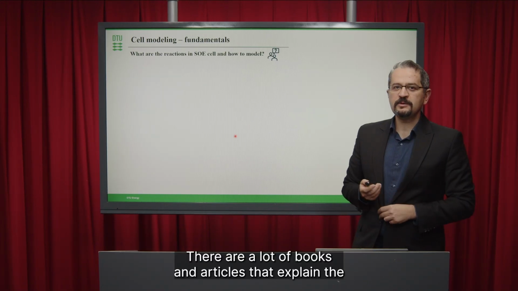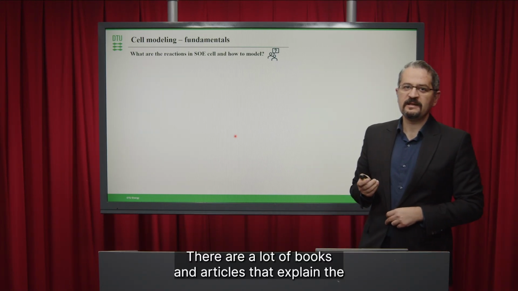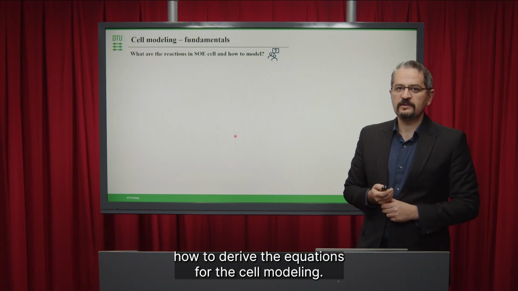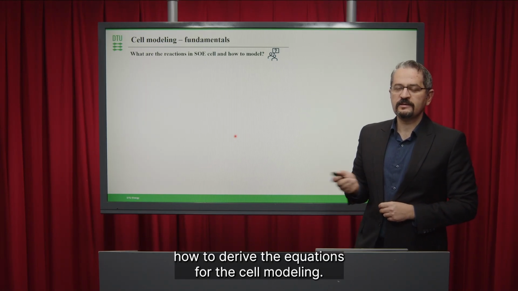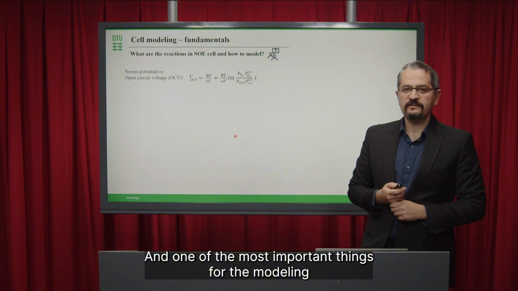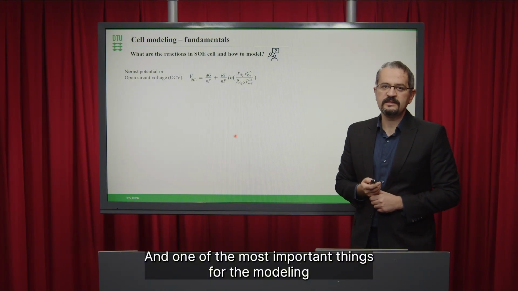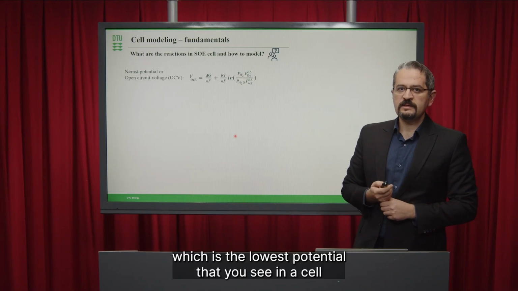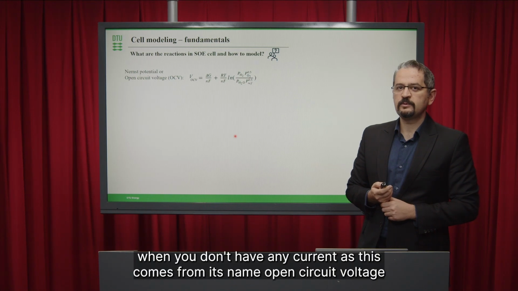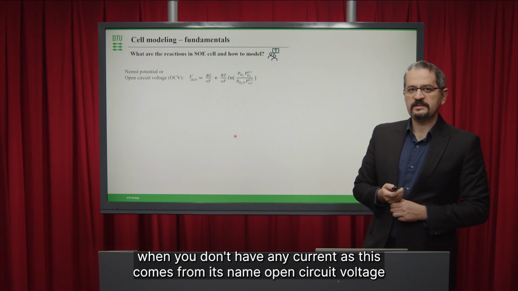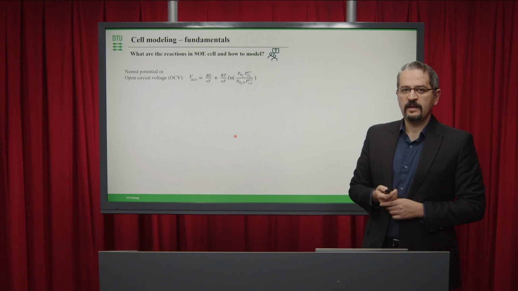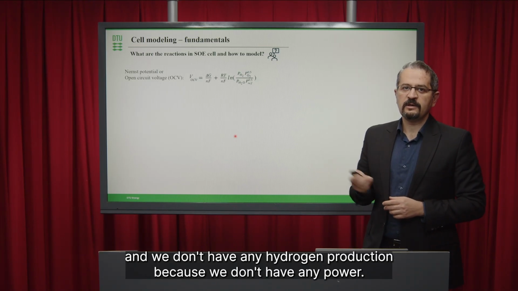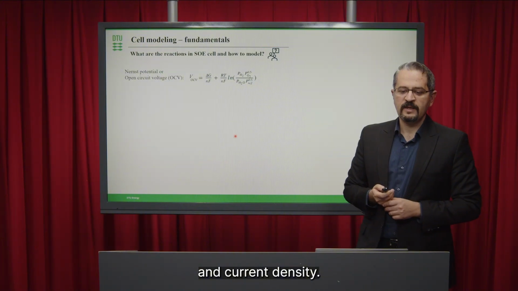There are a lot of books and articles that explain how to derive the equations for the cell modeling, and one of the most important things for the modeling is open circuit voltage or Nernst potential, which is the lowest potential that you see in a cell when you don't have any current. As it comes from its name, it's open circuit voltage. And we don't have any hydrogen production because we don't have any power and current density.